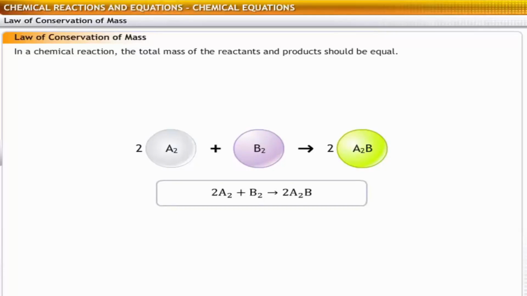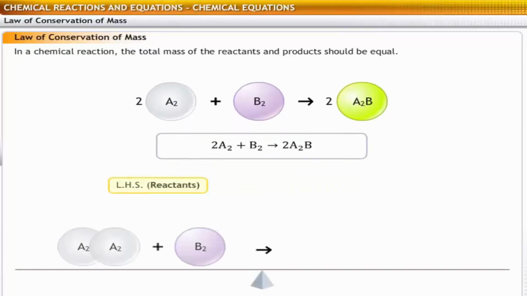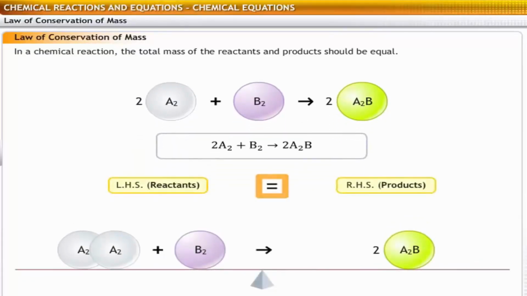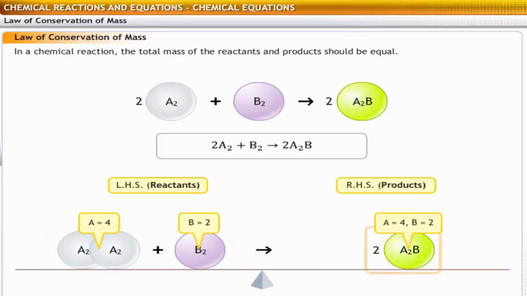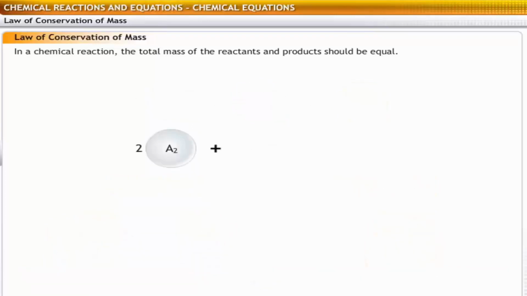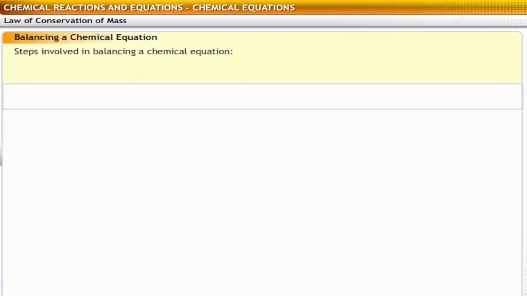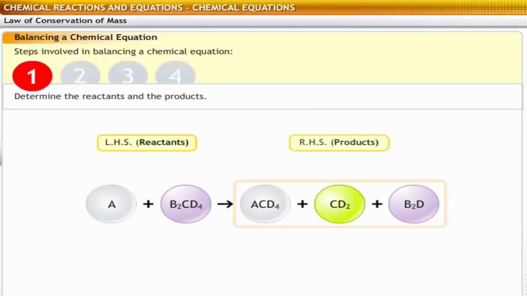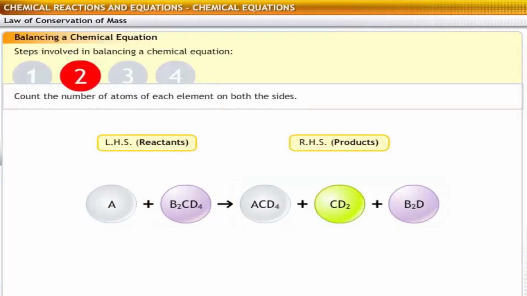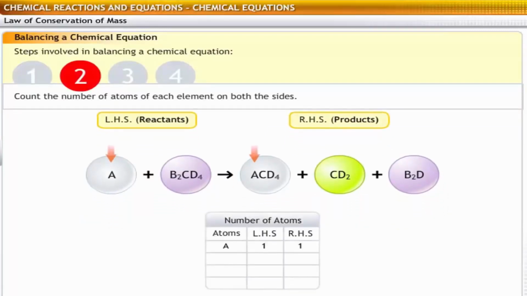The law of conservation of mass states that the total mass of the reactants and the products should be equal. This means the number of atoms of an element on the reactant side should be the same as the number of its atoms on the product side. All chemical equations must adhere to the law of conservation of mass. Therefore, all chemical equations need to be balanced. The process of balancing a chemical equation involves 4 steps. Determining the reactants and products in a reaction. Counting the number of atoms of each on both sides.